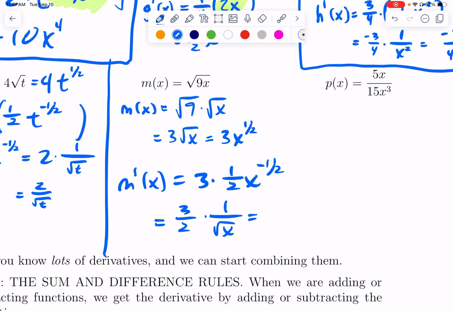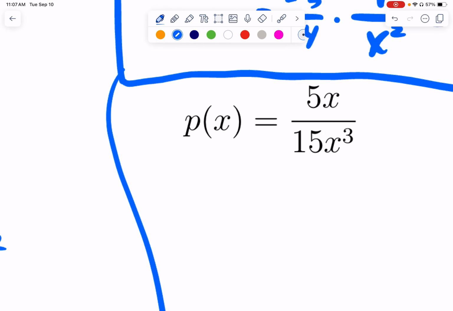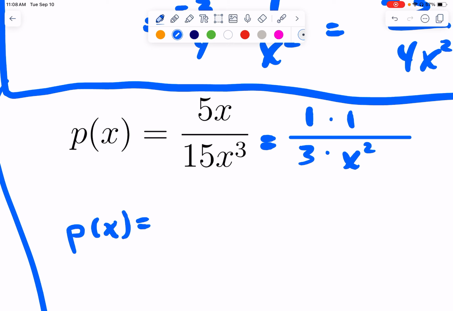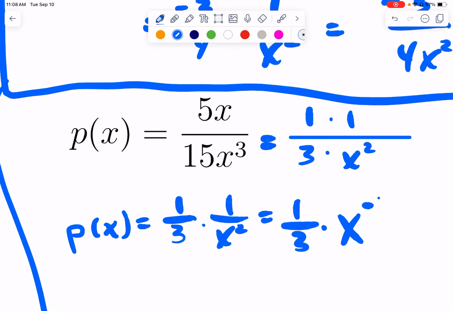The number is 3/2. This, again, simplifies to 1 over root x. So this is 3 over 2 root x. And then finally this one, let's just simplify what we have here. If we reduce the numbers, we have 5 and 15, which reduces to 1 over 3. If we reduce x and x to the third, they're both divisible by x, which is like 1 over x squared. So p of x is 1/3 times 1 over x squared.